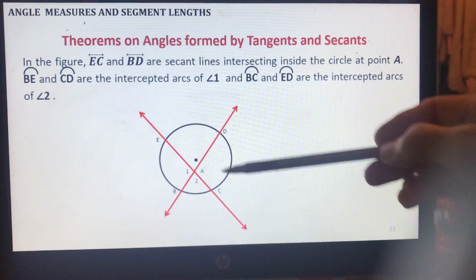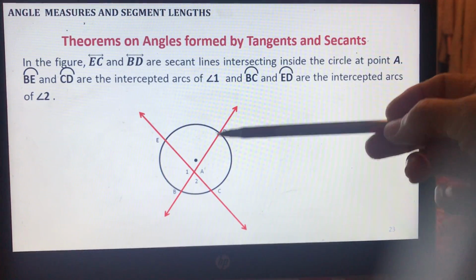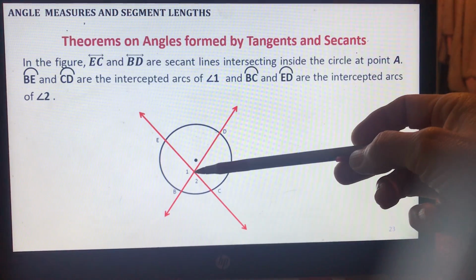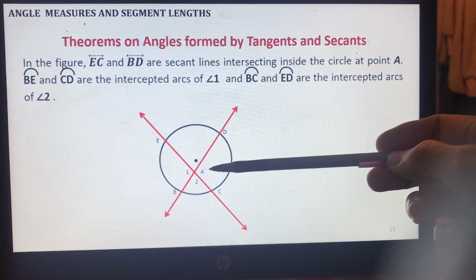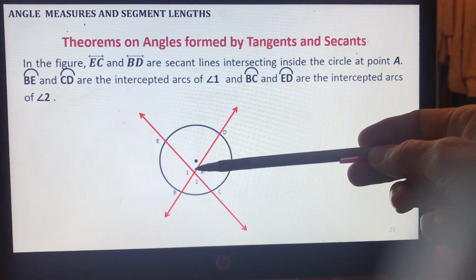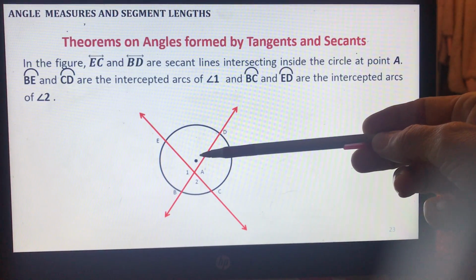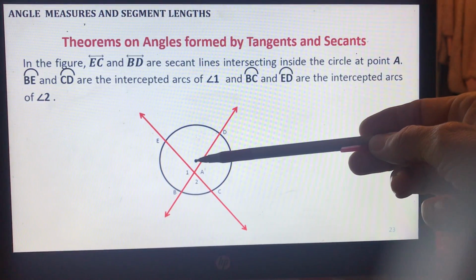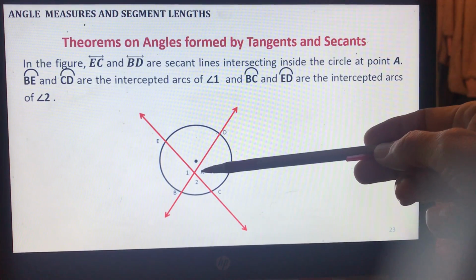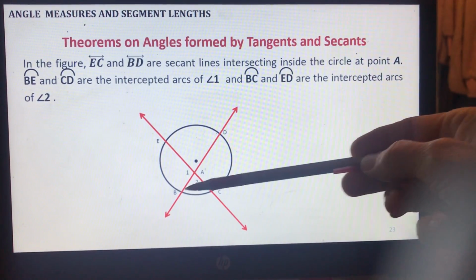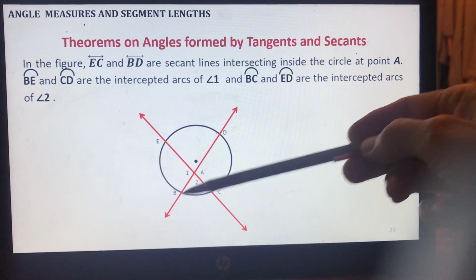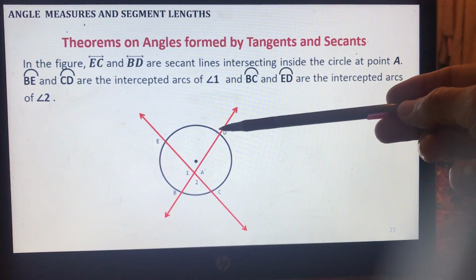So in this case, we have two secants that are intersecting inside of the circle at point A. It's very important that you notice here, point A does not represent the middle of the circle or the center of the circle, which is right here. Point A simply represents the intersection of your two secants, or your two red lines, illustrated here in this model.